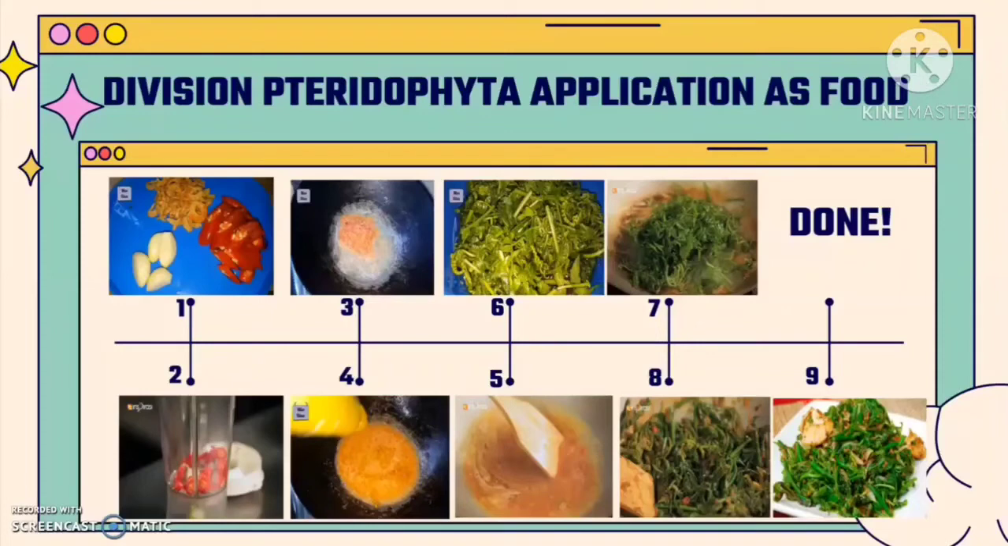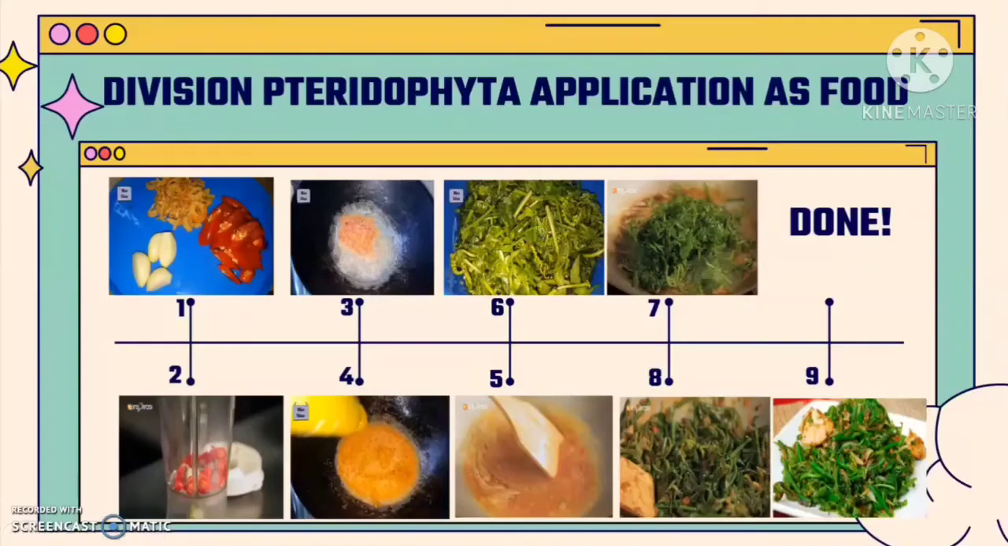Okay, next I'm going to present about division Pteridophyta application as food. We all know that division Pteridophyta is a fern, also known as pucuk paku pakis in Malaysia. We all know that Malaysians are really good cooks and can make a variety of food with different sauces, such as in this picture. This is actually a division Pteridophyta, and it is cooked as a sambal pucuk paku pakis.